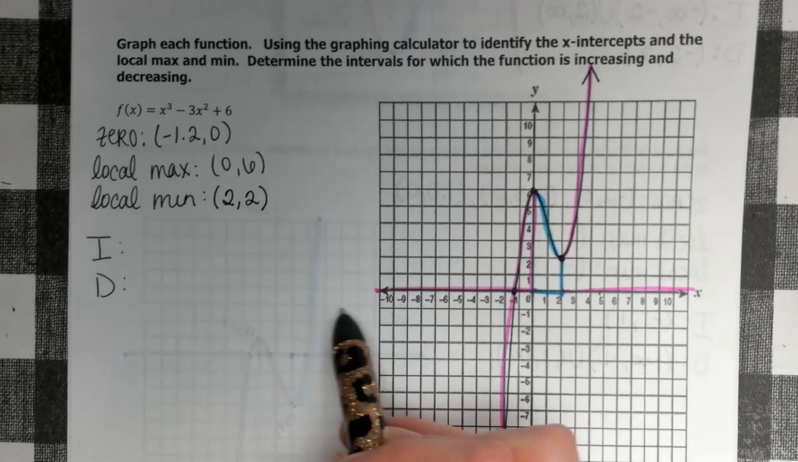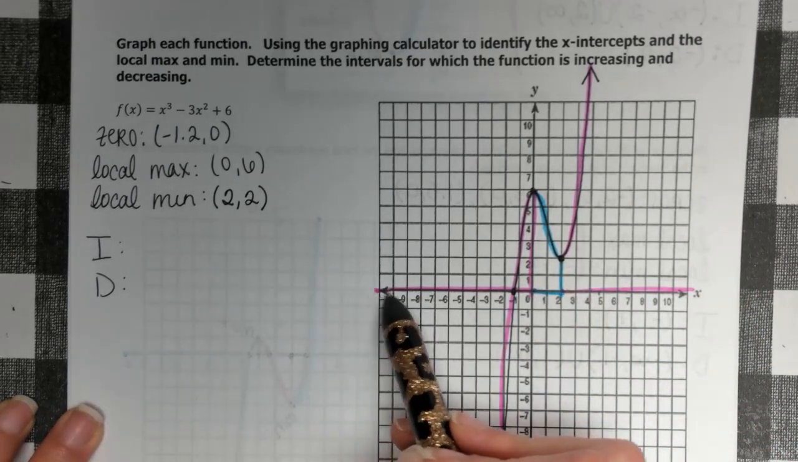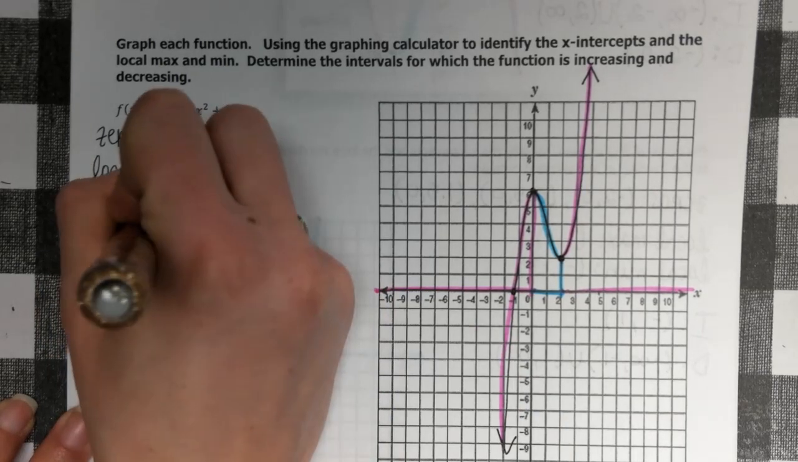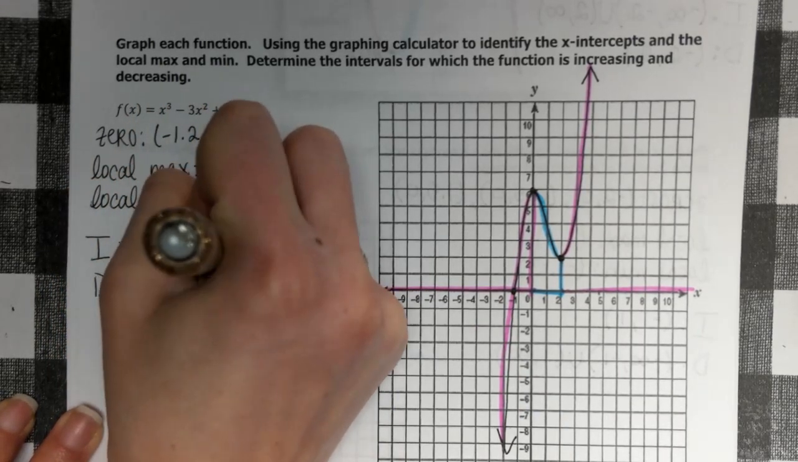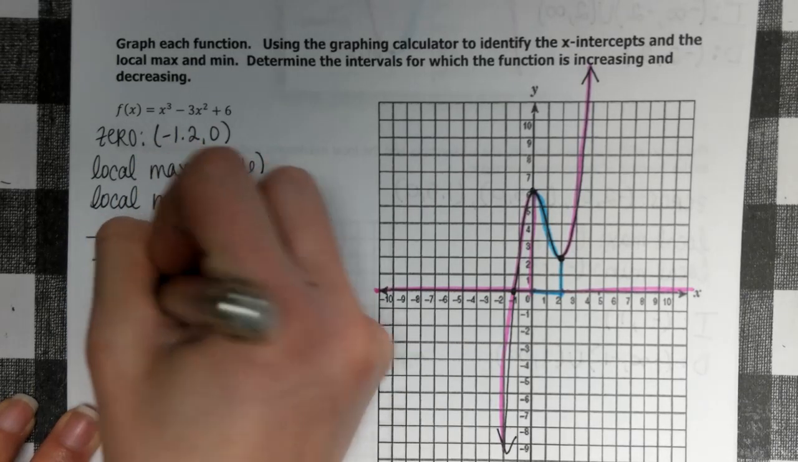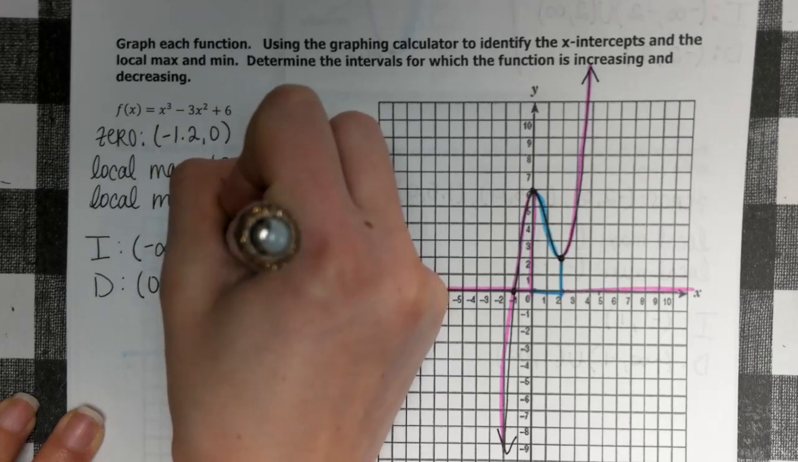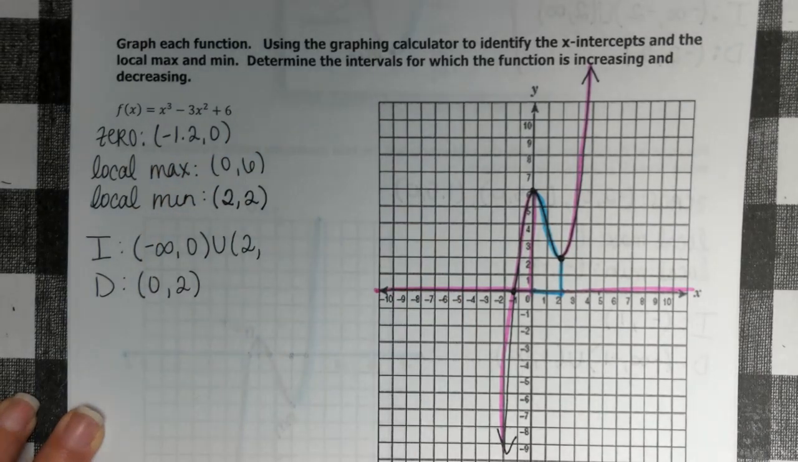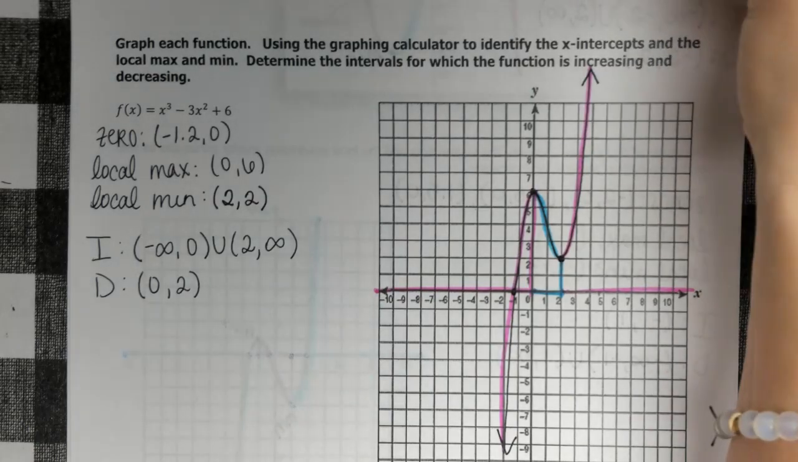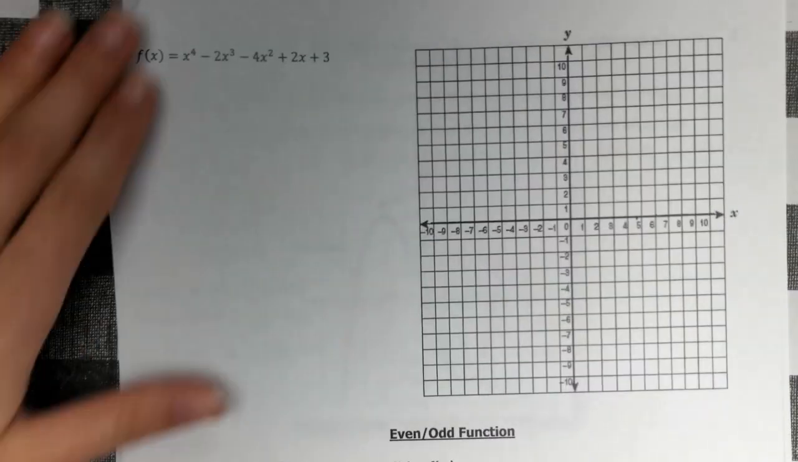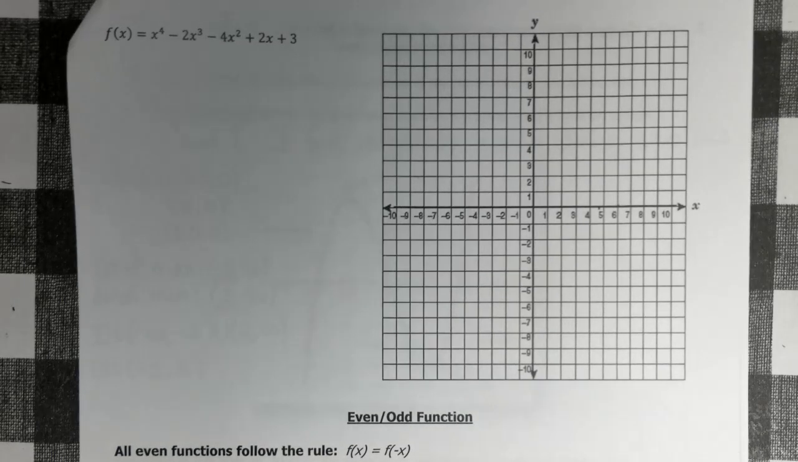So, my increasing interval, if I'm looking at this on my x-axis, what is that? Negative infinity to 0. And then at 0, I start decreasing until what? 2. And then I pick it back up at 2, and I start increasing to positive infinity. That's all there is to it. Okay? Not hard. You have questions? Okay. We're going to do one more, and then we're going to move on.